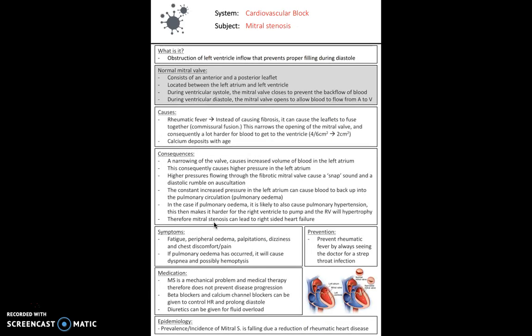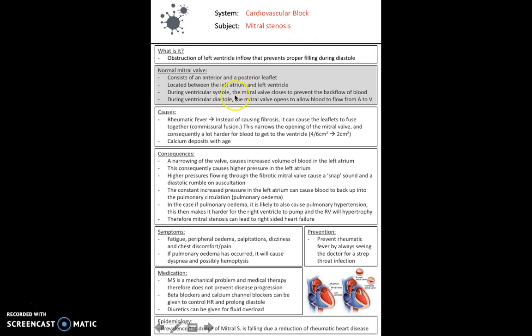In terms first of all of mitral stenosis, we're looking at the mitral valve, which we know is on the left hand side of the heart between the left atrium and left ventricle. This is made up of 2 cusps, an anterior and a posterior leaflet. Essentially during ventricular systole, when the ventricles are contracting, this valve must close to prevent the backflow of blood into the left atrium.